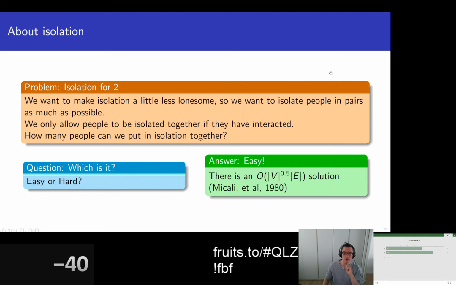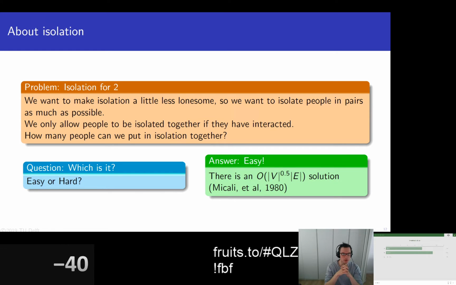Why is that? Well, there is an algorithm, developed in 1980 by Micali and some others, that can do this in the square root of V times E time. Amazing. I have no idea how it works, but this exists. And this is a fair runtime. An easy solution. An easy problem, therefore.